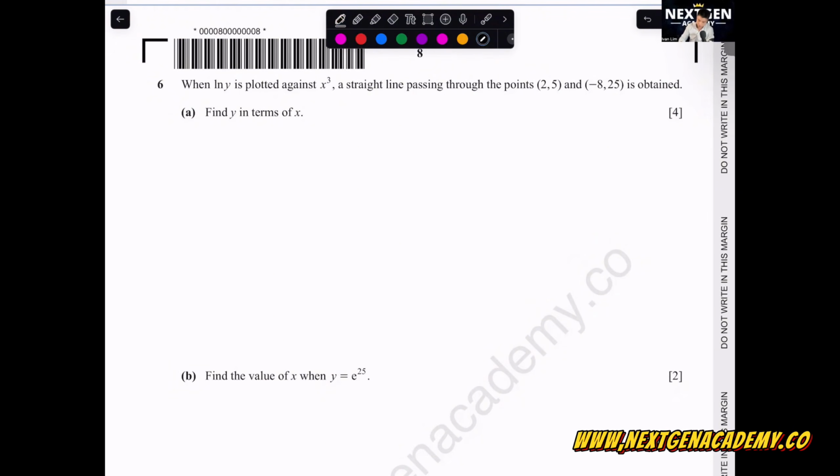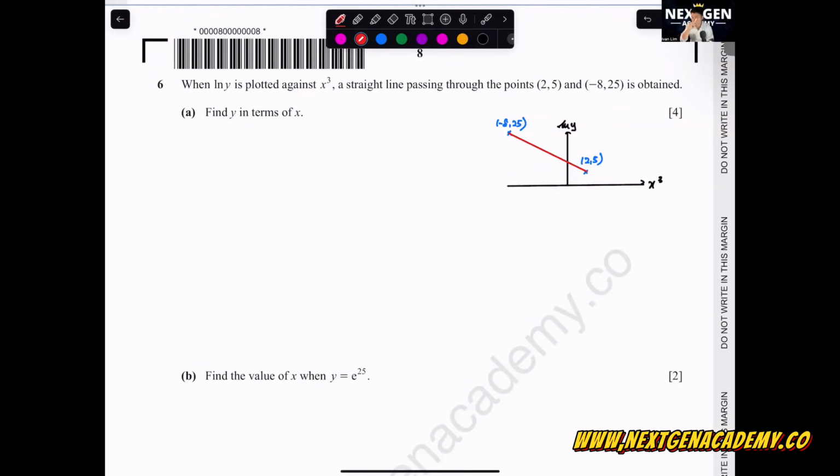Okay, I want you all to always draw like that first. Whenever you do this question, write down what they give you. Okay, we have here x cubed and ln y. Then you have these 2 points, (2, 5) and (-8, 25). So let's say here is (-8, 25), and here is (2, 5). Okay, like that.